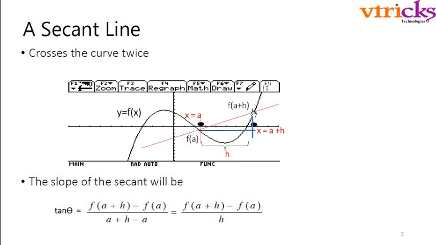Now observe here, what is y2? y2 is f of a plus h and y1 is f of a. So y2 minus y1 becomes f of a plus h minus f of a, and x2 is a plus h, x1 is a. So the denominator is a plus h minus a, and this simplifies to f of a plus h minus f of a by h.